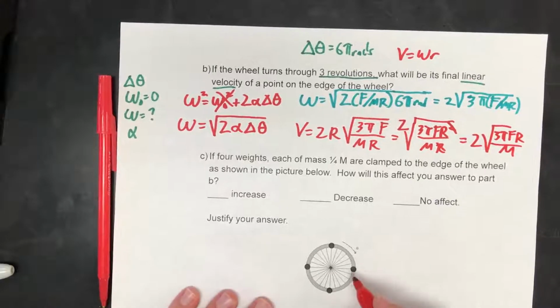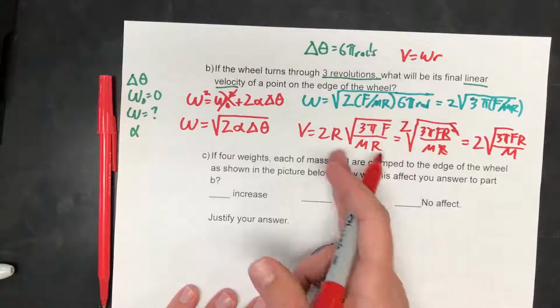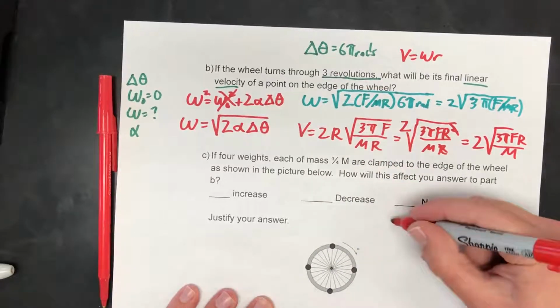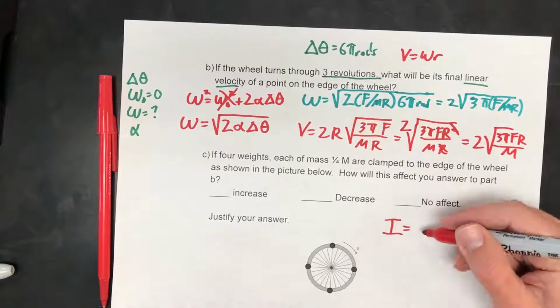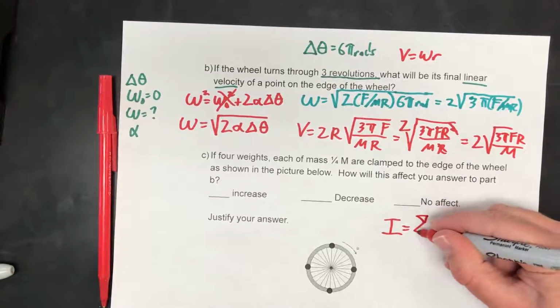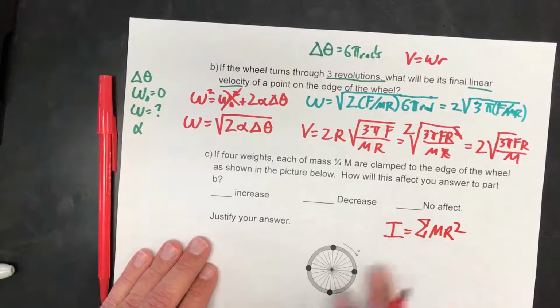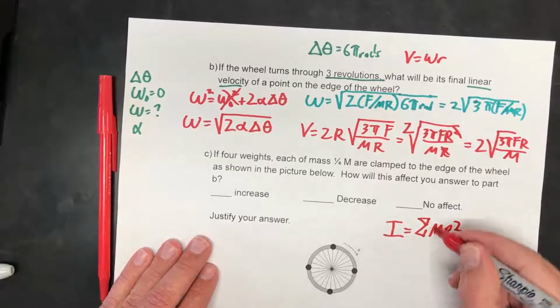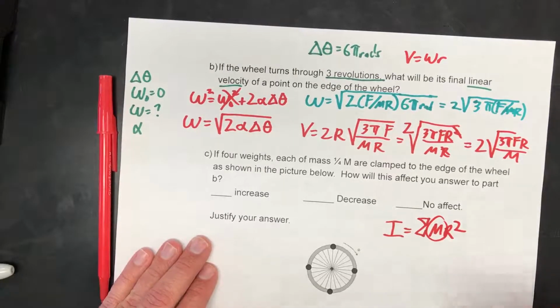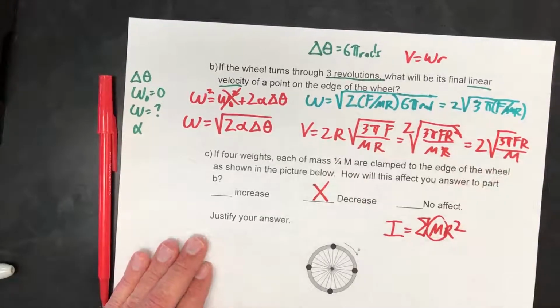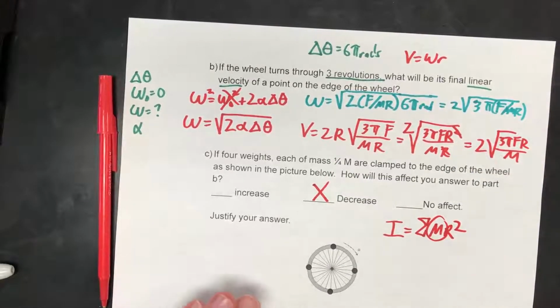Now, what if you attach 4 weights to it? What will happen to this final speed? Well, what we are effectively changing here is our rotational inertia. We've added mass. That's all you need to know. More mass means it will not accelerate as much as before, and our final speed will decrease.